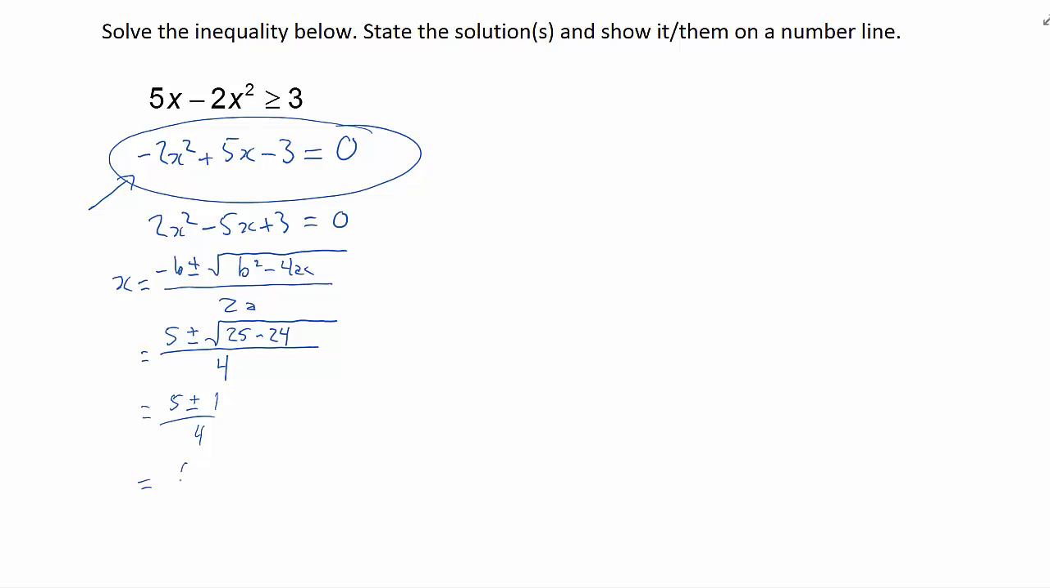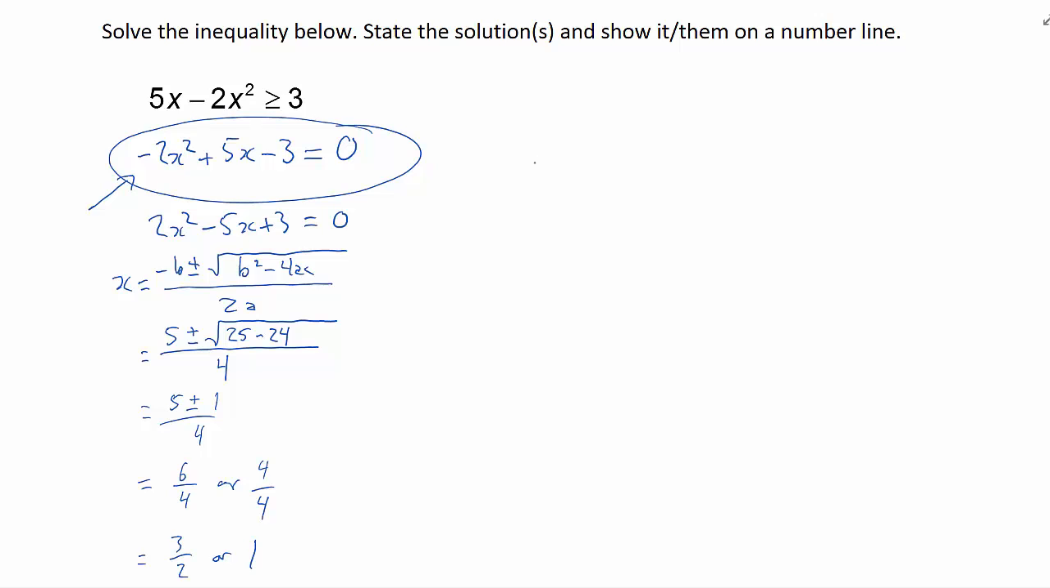And this gives me either 6 over 4 when I do 5 plus 1, and when I do 5 minus 1, it gives me 4 over 4. And so I get two solutions out of here, those being 3 over 2 or 1. 3 over 2 also being 1.5.